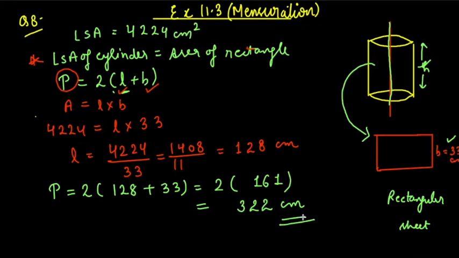So here we have converted a cylinder into a rectangular sheet. How? By cutting it along its height and opening it, you will get a rectangle. Whatever was the LSA of the cylinder will be equal to the area of the rectangle. Here breadth was given, so we can easily calculate the length with the area formula. And if you know the length and breadth of the rectangle, it's easy to calculate the perimeter. Place the values, it comes out to be 322 centimeter.